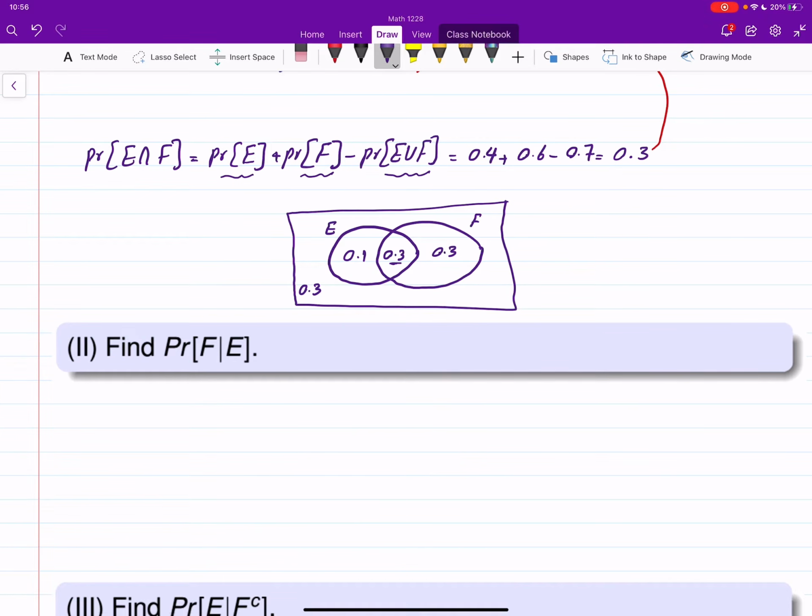Okay, so let's now try to find the probability of F given E. The formula for this is the probability of the intersection divided by the probability of the given part. This is very important: the denominator should have the probability of the given event. So the probability of E is 0.4, and the probability of the intersection we just found above. So this will give me 3 over 4, and that is the number that I'm looking for.